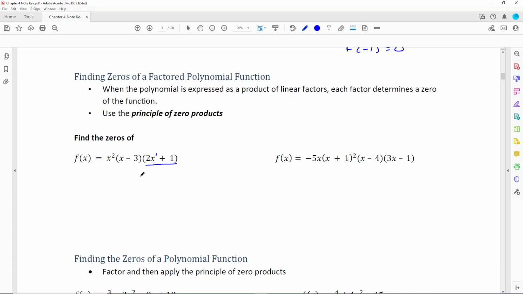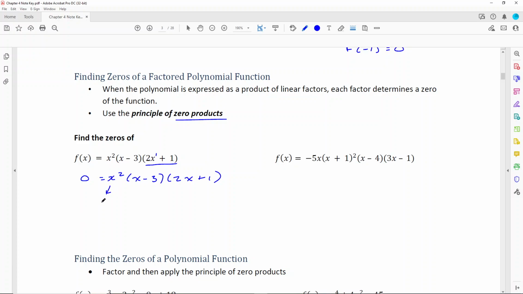Okay, so now we want to find what the zeros are. To find the zeros, the first thing we should do is set it equal to 0. Right, so we're finding when y is equal to 0. So what x values give me a y value of 0? Well, using the principle of zero products, that means that if any of the factors are 0, then the whole thing is 0 because they're all multiplying.